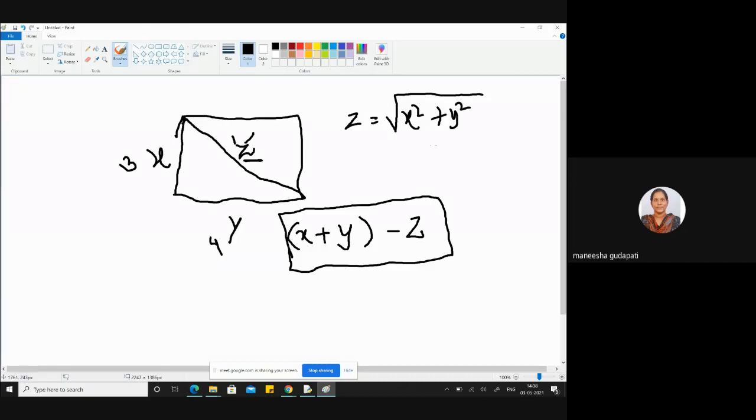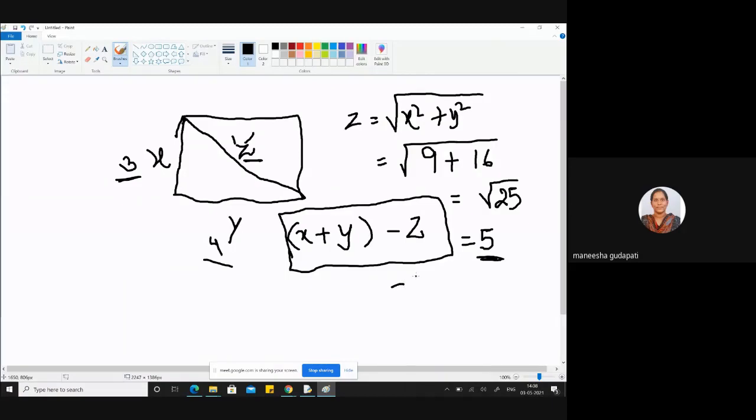What is x square? Let's consider they have given x value as 3. x square is 3 square, that is 9, plus y square. y means 4, 4 square is 16. 9 plus 16 is 25. So root of 25 gives you the answer 5. So the distance he walked is 5.